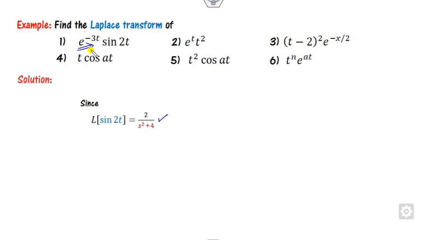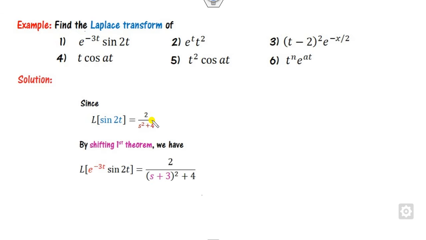Now since the exponential part is present, you can simply replace s with s minus a. What is a in this case? It is minus 3, so it's a plus 3. So wherever s is written, you can simply replace s with s plus 3, which is the required answer.